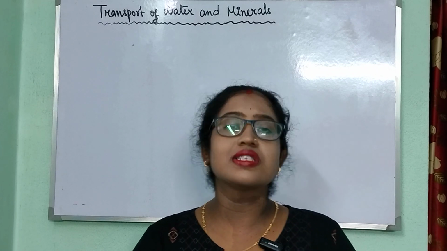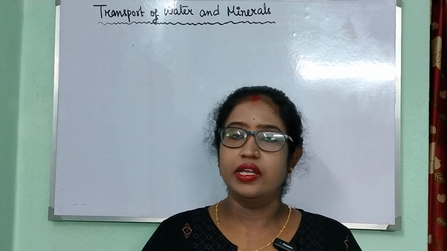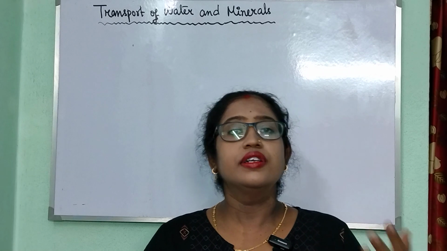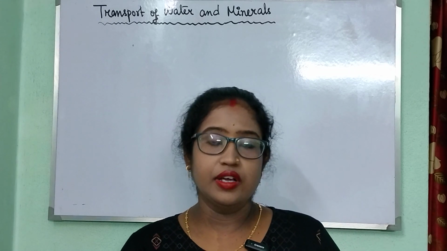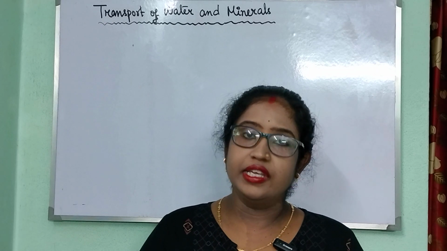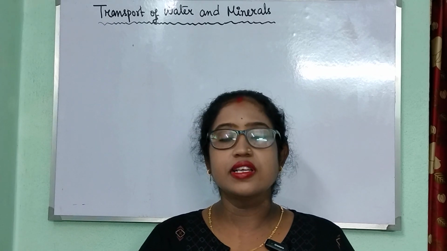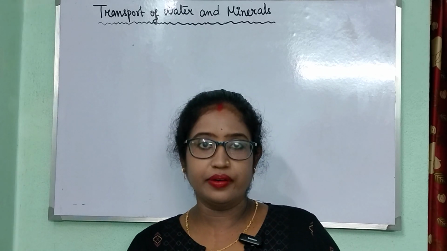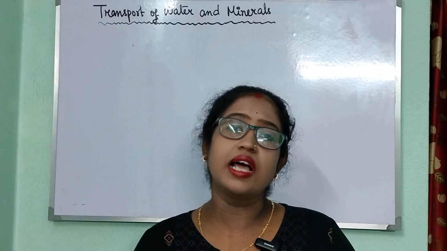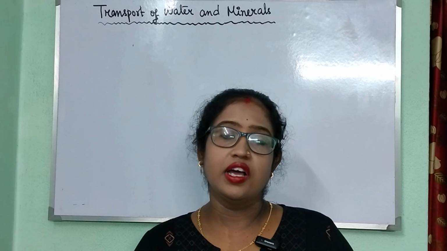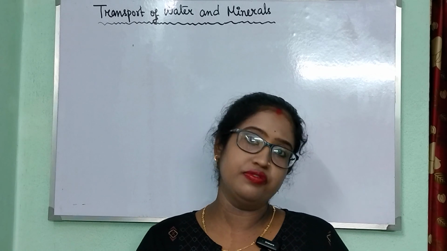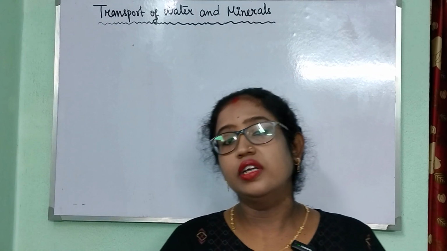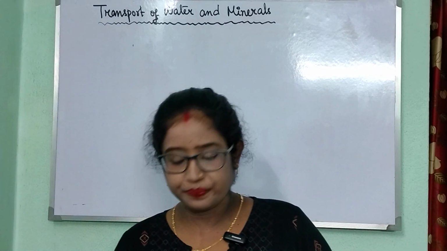In the previous class we discussed the components of xylem. In that part we discussed that xylem has four main components. First one is xylem trachea or xylem vessels. Second one is xylem tracheids, then xylem parenchyma and xylem fiber. Among these four components, xylem vessels and tracheids are mainly responsible for the transport of water and minerals in the plant system.